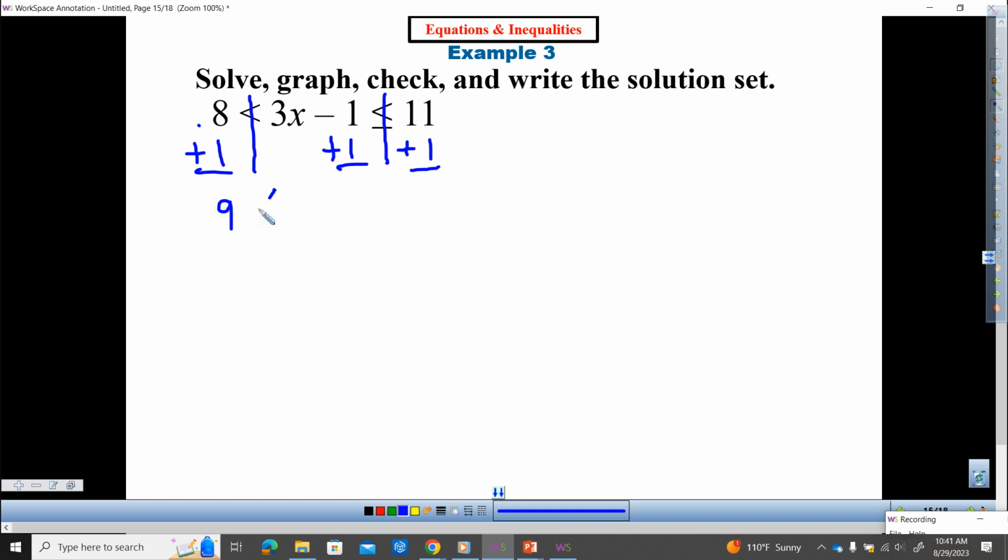We end up with 9 less than 3x less than or equal to 12. The x is still not by itself. What do I do next? Everyone: Divide by 3, divide by 3, divide by 3. We end up with 3 less than x less than or equal to 4.